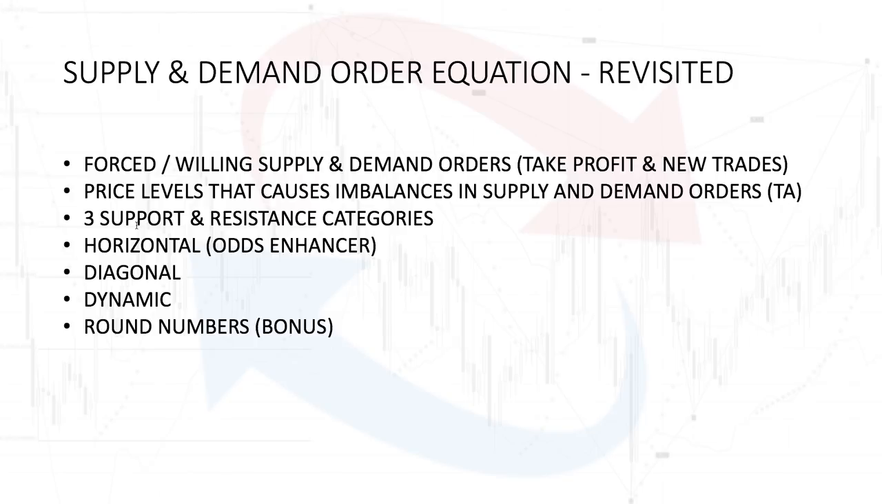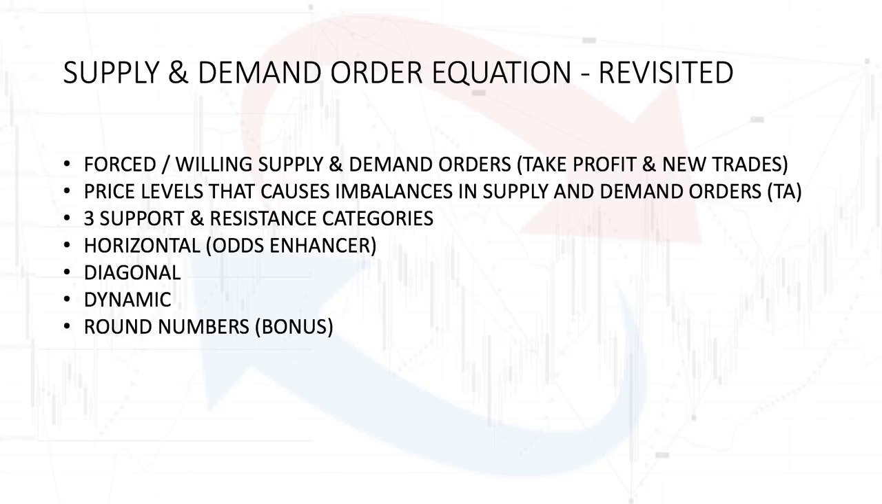Now, there are three support and resistance categories that traders will generally trade, right? The first one is horizontal, as we know, and that is really also an odds enhancer. We've got diagonal, which is where traders will look to join lows, higher lows, and highs and lower highs. And then we have dynamic, which is moving averages, and then we have a little bonus one, which is round numbers. This is more to do with psychology.